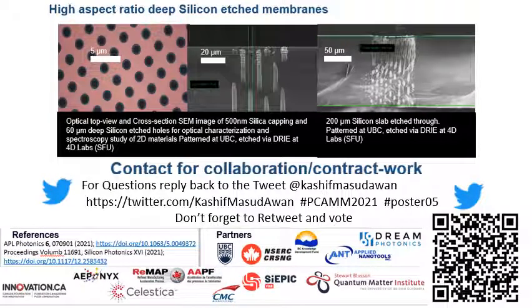The last process I want to talk about was done in collaboration with some other researchers at Quantum Matter Institute. They required membranes which are deep etched into silicon. So for this, there were 2 types of membranes. One has a top silica layer, which you cannot see here because the image is very zoomed out. So this is 500 nanometer silica on top. And then they needed 60 micron deep etched holes.